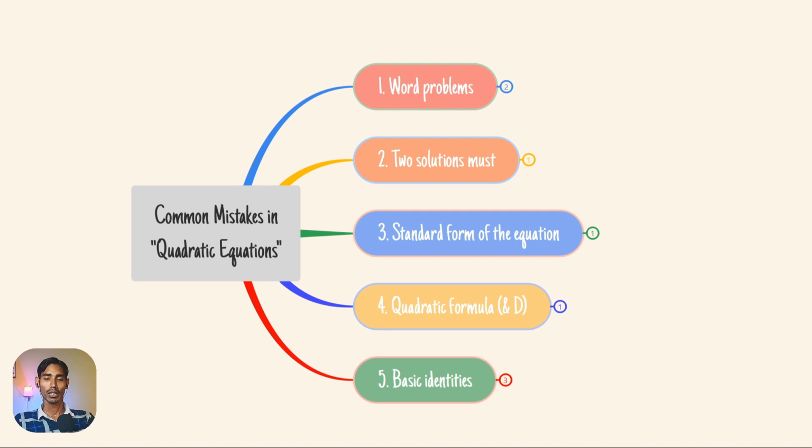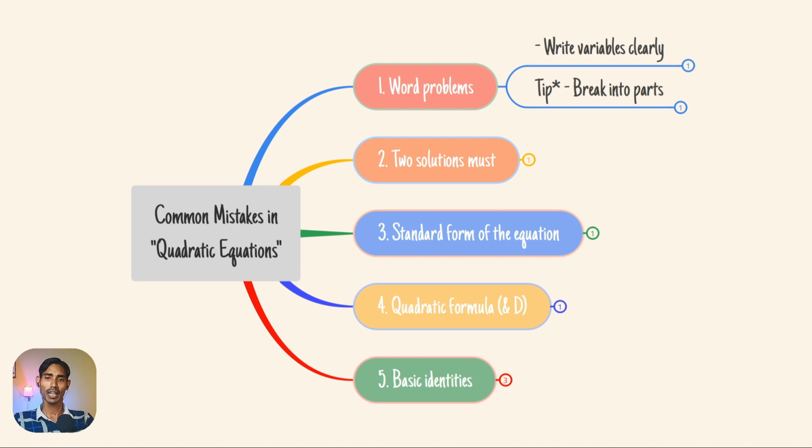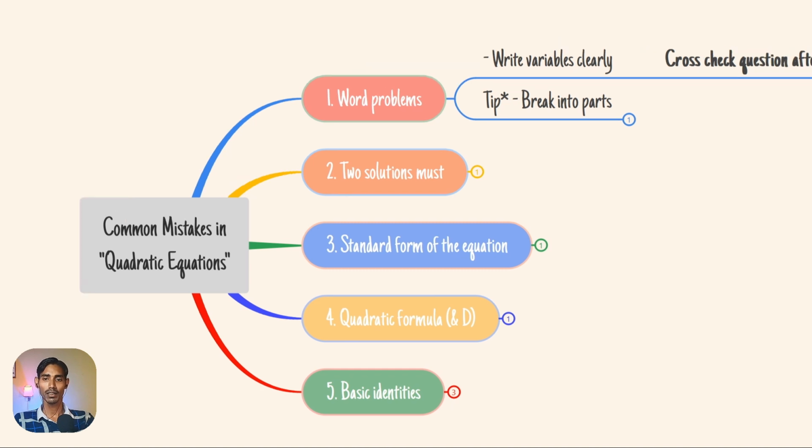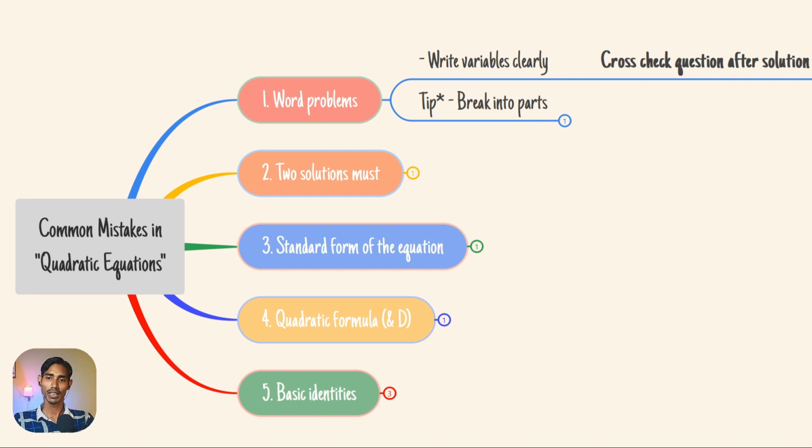word problems. While doing word problems, we should write the variables very clearly. So age of Nisha is x. Nisha's mother's age is maybe 10x, something like that. So these variables should be very clearly written. What happens is once you find the answer, you get confused about what you're actually finding. So in order to eliminate that, we should write the variables very clearly.